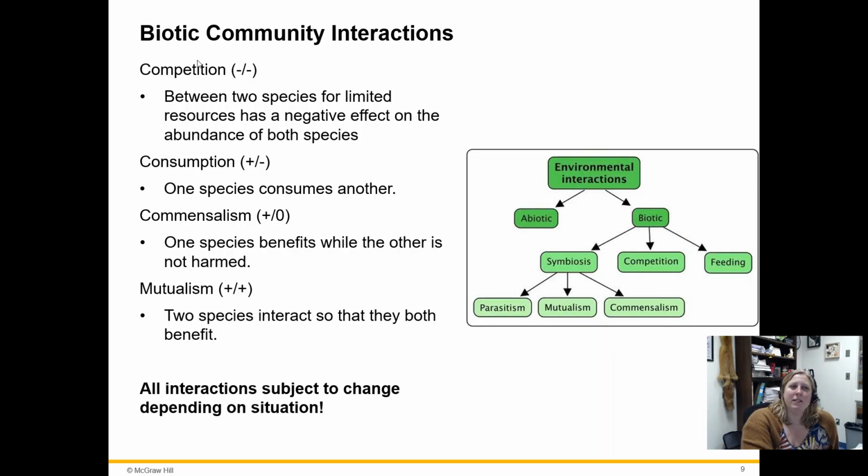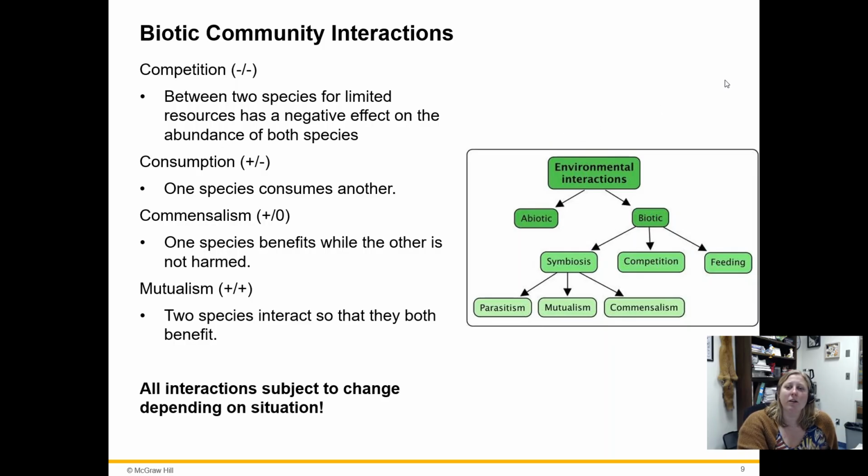So when we talk about competition, no one wins. Everyone loses fitness, and so it's a negative interaction for everyone involved. Consumption, someone is going to gain fitness because you get energy from eating, and someone is going to lose fitness because if you get eaten, you have no fitness. Commensalism is going to have a gain of fitness for one and the other one is not affected. And then mutualism is when both species gain from that interaction. And again, these are subject to change depending on the situation.